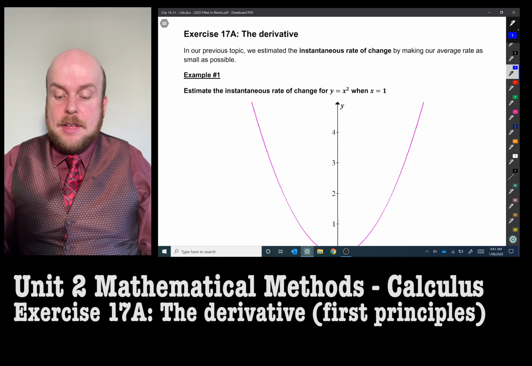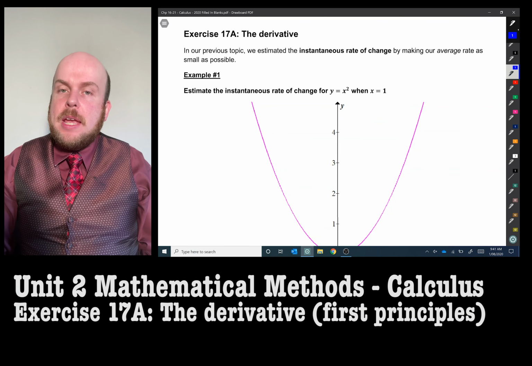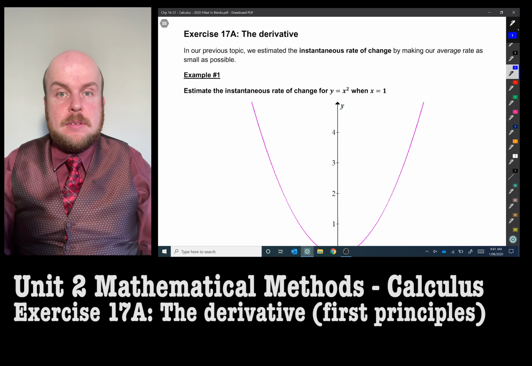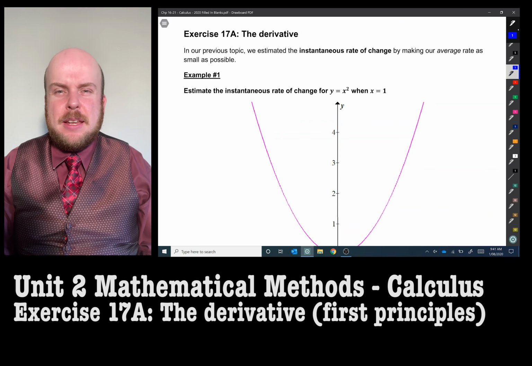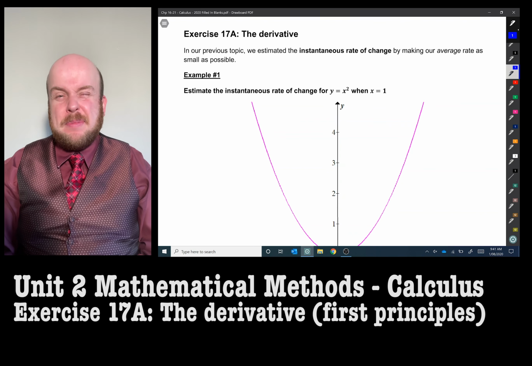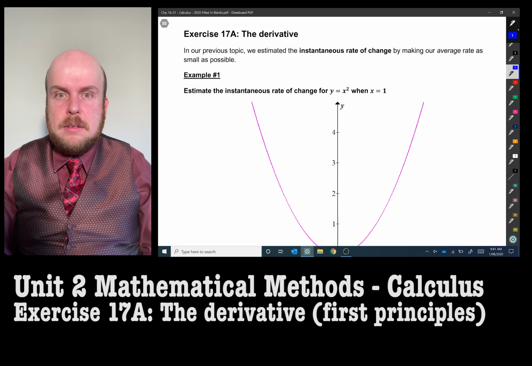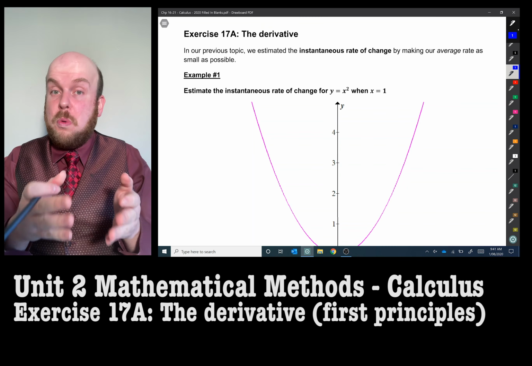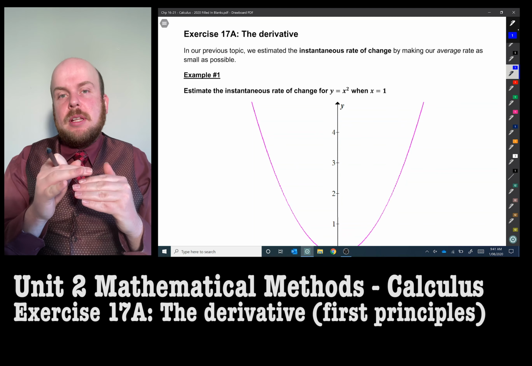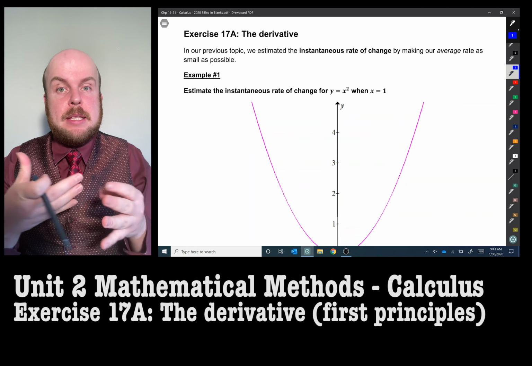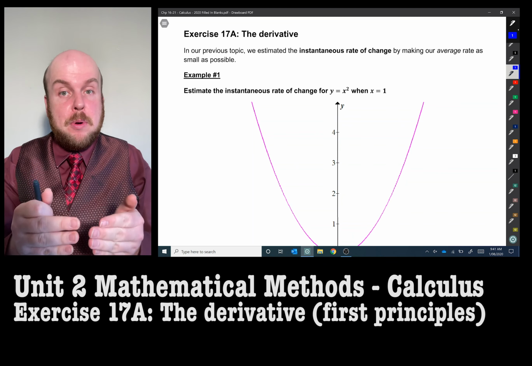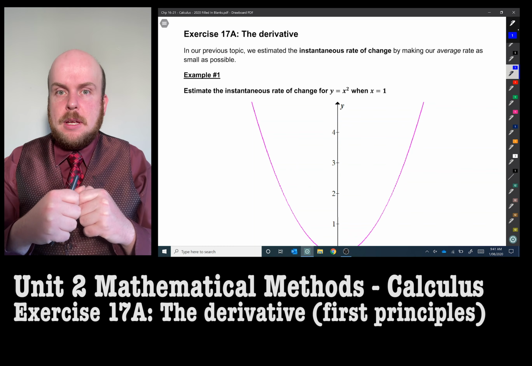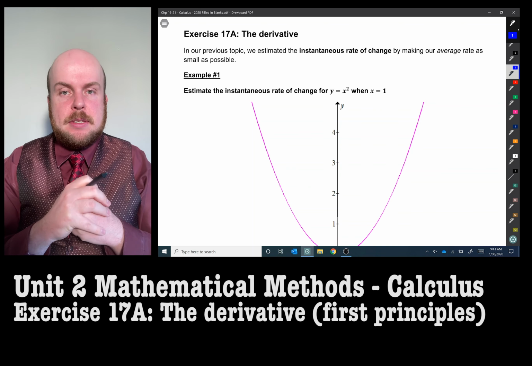Exercise 17a, the derivative. We estimated the instantaneous rate of change by doing the smallest, tiniest little line that we possibly can. Do you remember that? That was from chapter 16d, if I remember correctly, where we just tried to get the smallest line we could, or we used a tangent line, but we tried to get the smallest line we could to be able to estimate the instantaneous rate of change at a particular point, because we can't just use one set of coordinates to estimate an instantaneous rate of change.